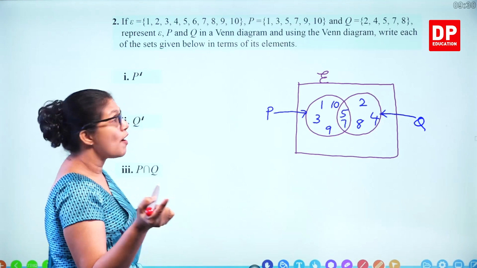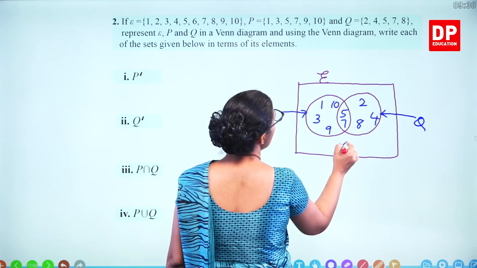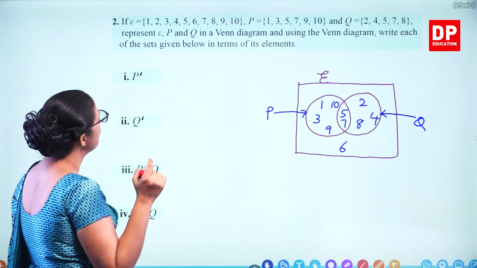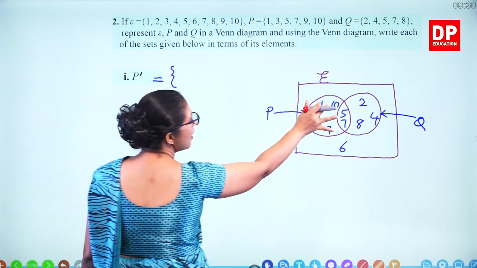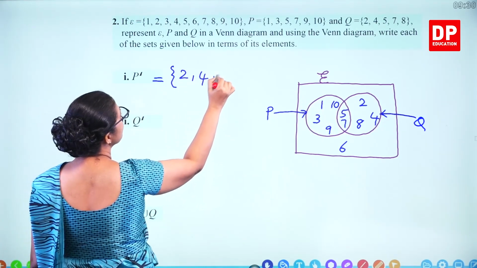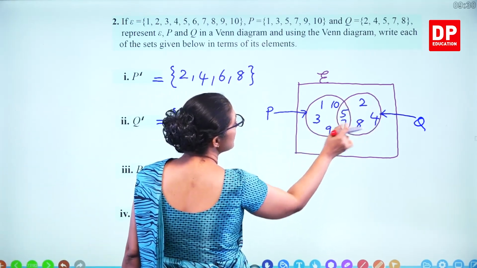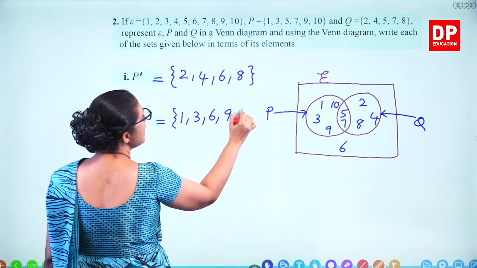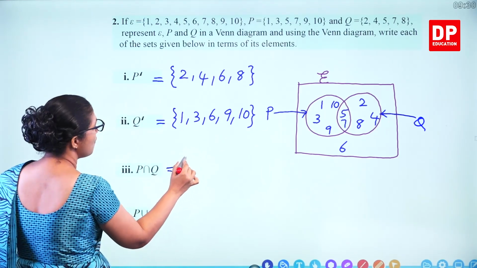Now all the other numbers you have to put outside. 1, 2, 3, 4, 5, 6 is not there, 8, 9, 10. So only 6 is outside. Now we can write down P dash, not belongs to P: 2, 4, 6, 8. Q dash, not belongs to Q. Close the Q circle: 1, 3, 6, 9, 10. P intersection Q, common for both: 5 and 7.